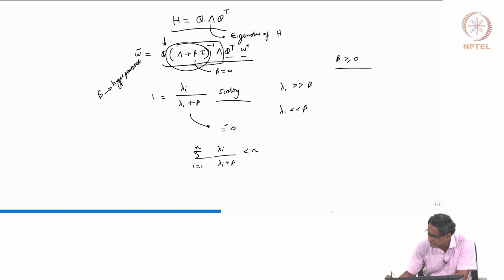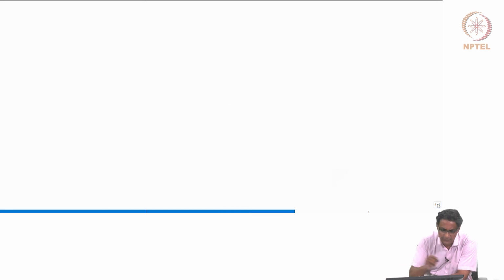There is also an interesting thing which you can do, which is not very obvious. Another way to regularize is through noise injection.